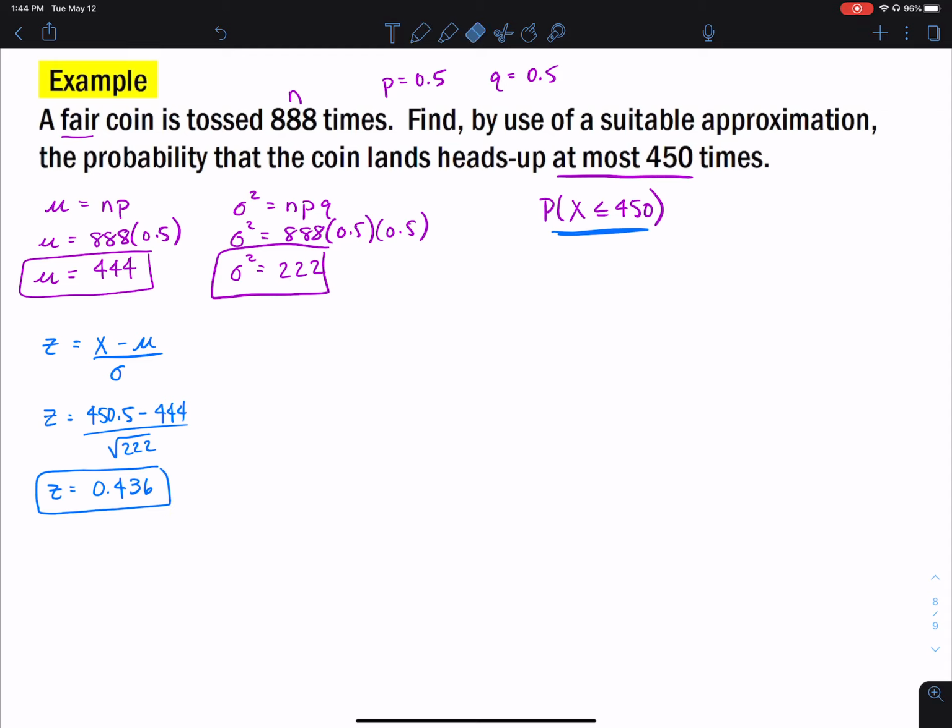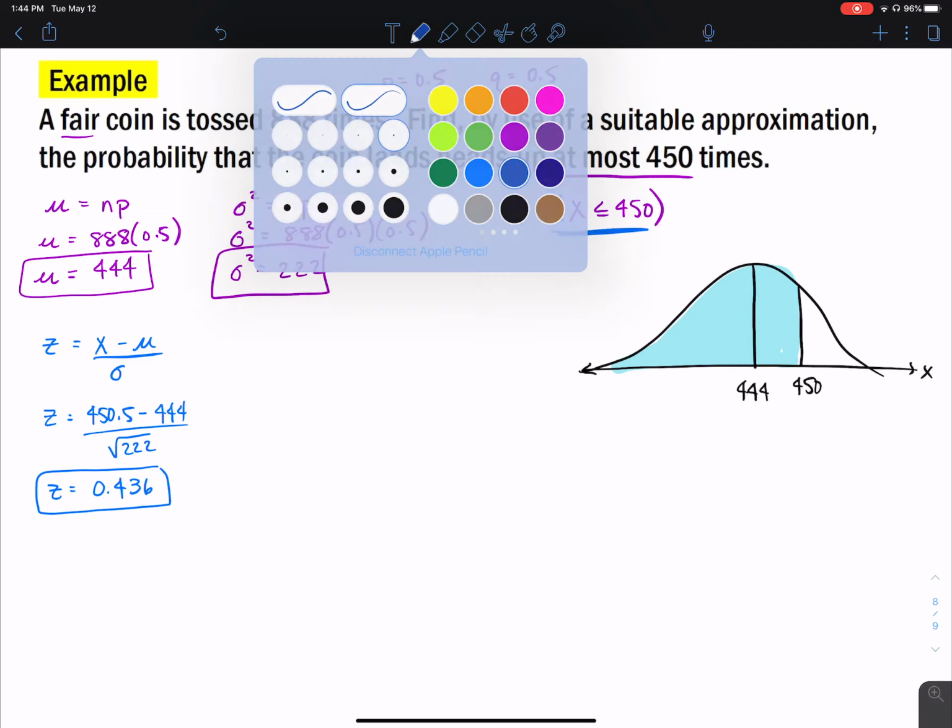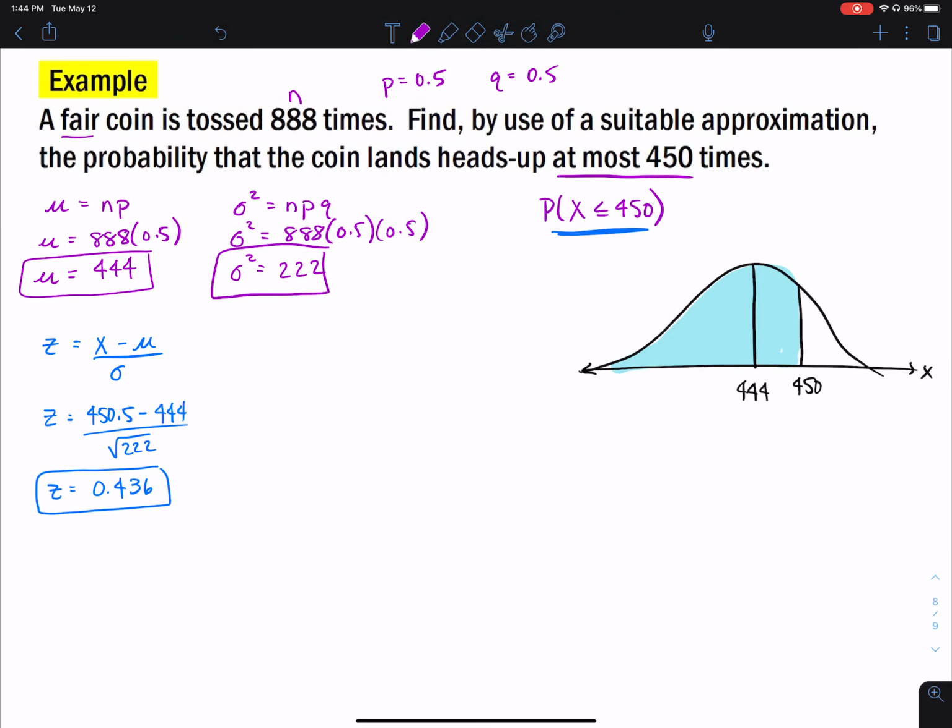Let's get a visual so we understand what to expect from our probability if you represent this in a bell curve, with the mean right down the middle at 444 and 450 to the right. We are trying to calculate the probability that we are less than or equal to this. This is just an approximation, so it doesn't have to be exact, but the visual is perfect. We can see that 450 is to the right of our mean, so we should anticipate an answer greater than 50%.